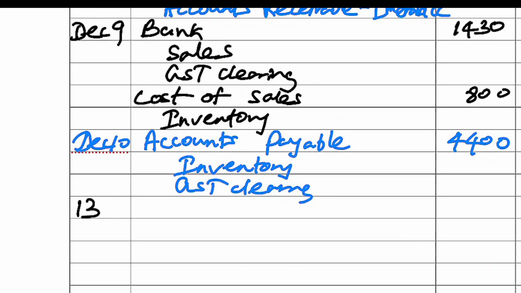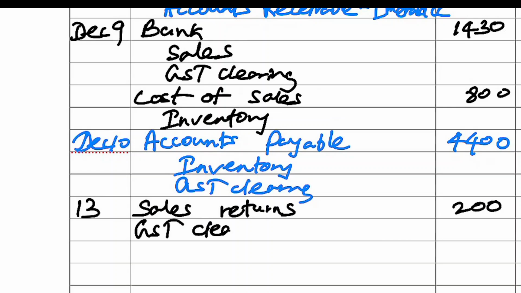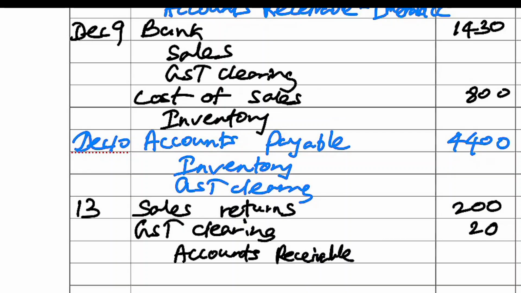Right. Firstly, you debit sales returns instead of debiting sales. How much? 200, yep. Then you debit the GST clearing. Why? Remember, when we sold the goods, our GST clearing was credited. But now we are reversing, which is debited, 20. And you credit the accounts receivable. How much? 220.